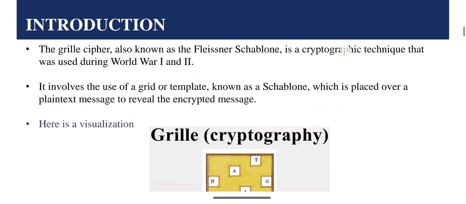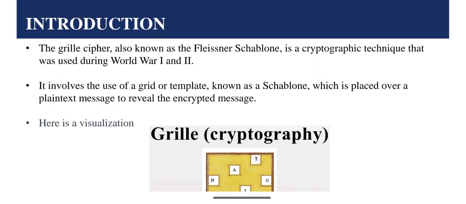Introduction. The GRILLE cipher, also known as the Fleissner Schablone, is a cryptographic technique that was used during World War I and II. It involves the use of a grid or template known as the Schablone, which is placed over a plaintext message to reveal the encrypted message. Here is a visualization of GRILLE cryptography.